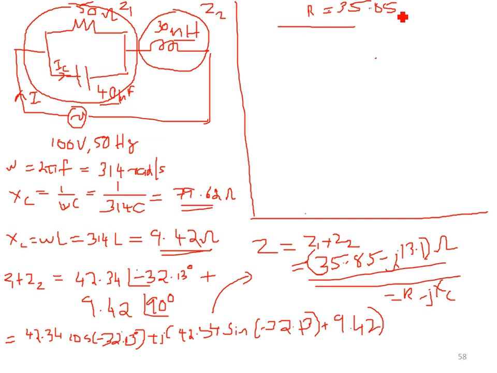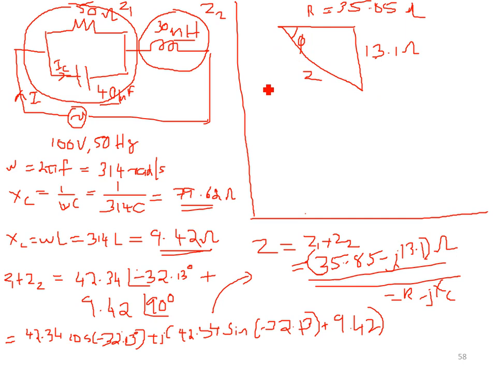Now coming to this one, so XC is 13.1 ohm. So this is the impedance Z. This is the entire total phase angle phi. That is the total phase angle phi of the circuit.